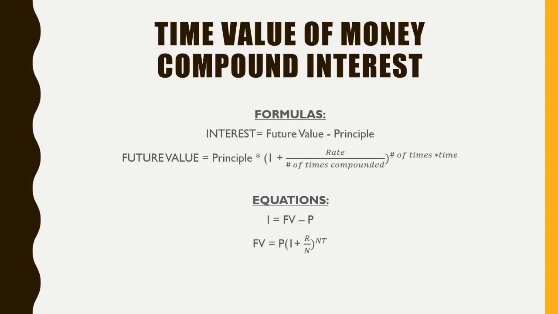So in this case, we're going to be using exponents. What are exponents? Exponents is where you times the total value against itself, right? Now, how many times? It's going to be n times t, okay? So you're going to multiply the number of times compounded times time for you to be able to know how many times you have to multiply it by itself, okay?